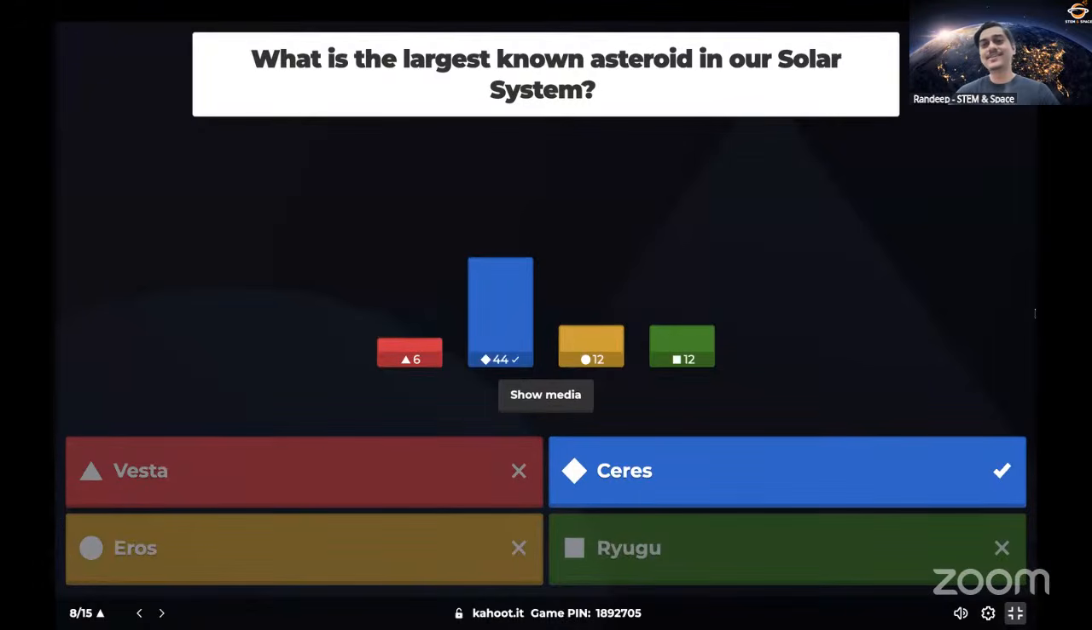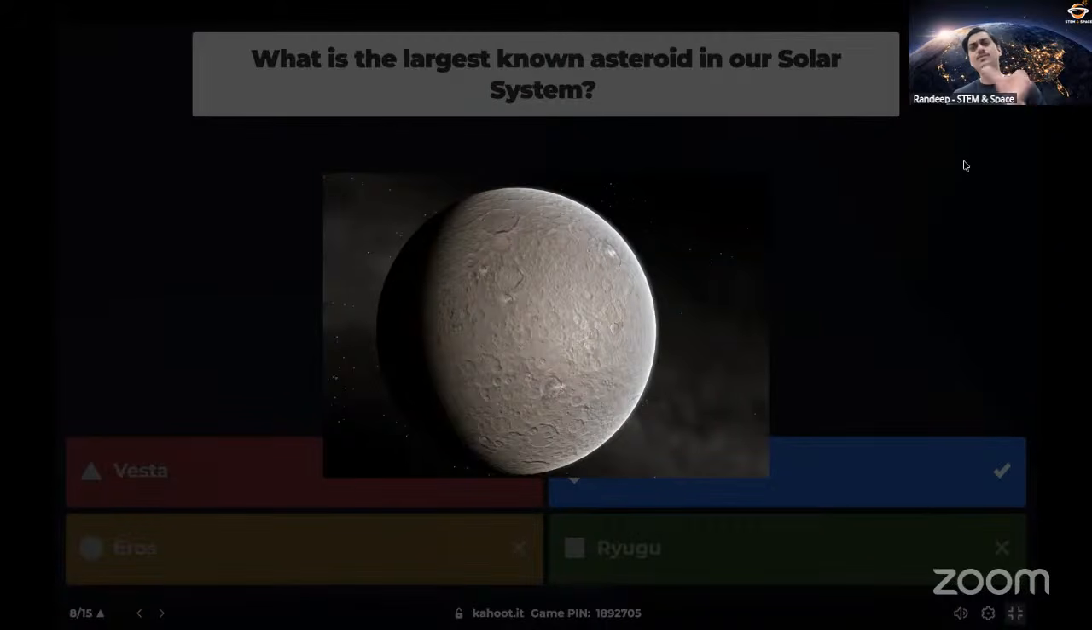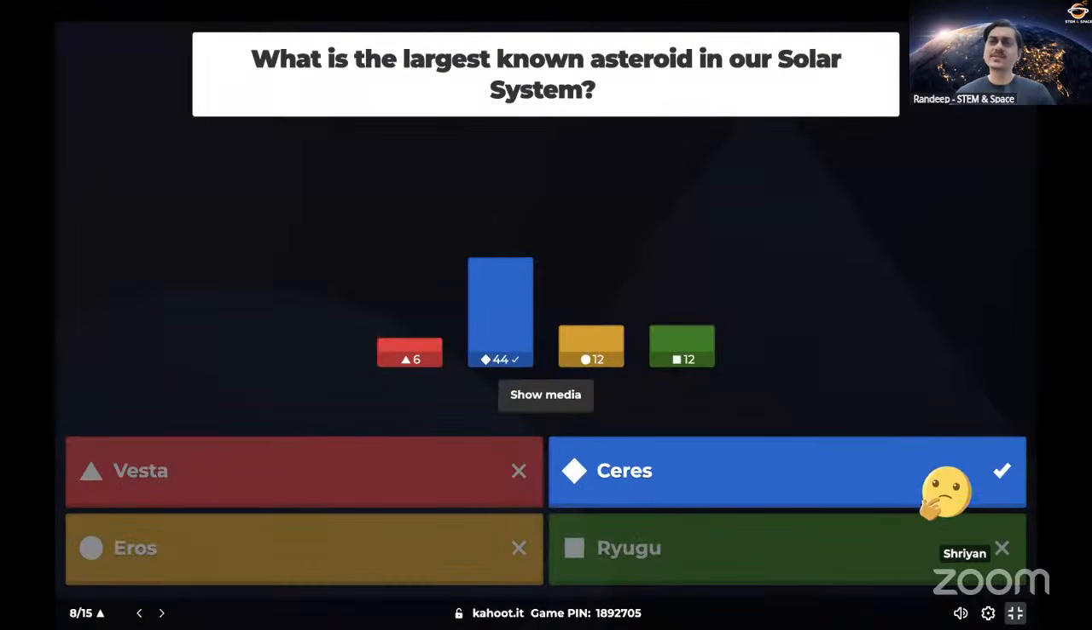And the correct answer is Ceres. So it is the largest asteroid in our solar system, often considered a dwarf planet as well, because it is the largest one, has a more or less round shape, and shares some properties similar to the normal planets. And that is why it's often considered in the dwarf planet category as well.